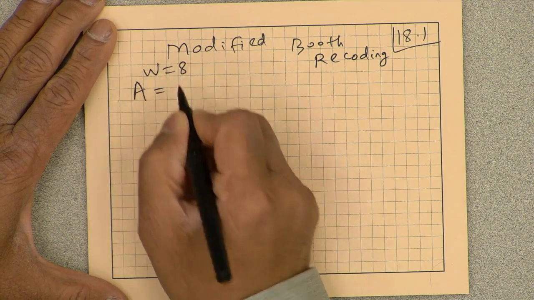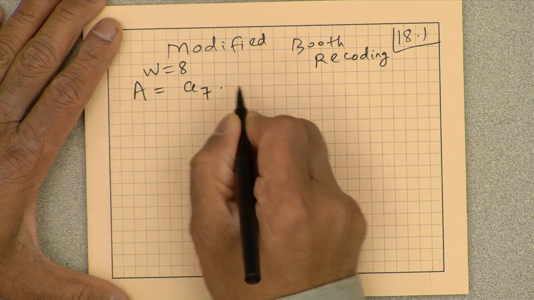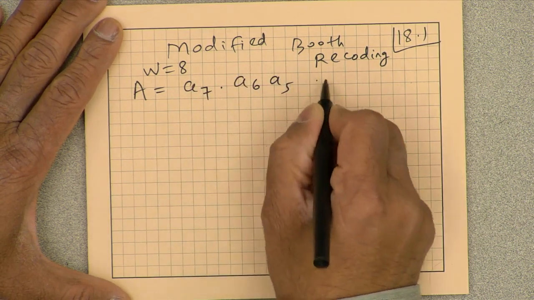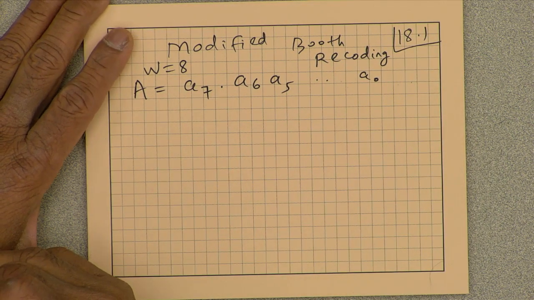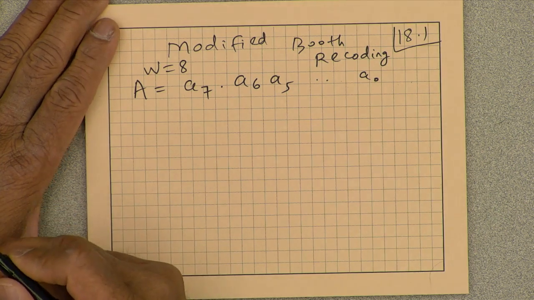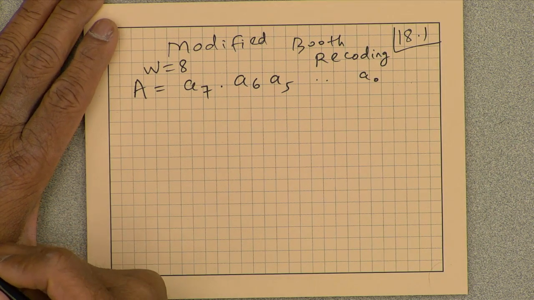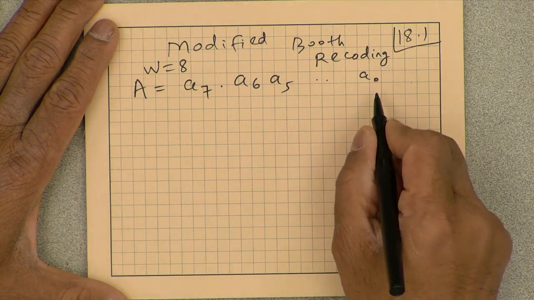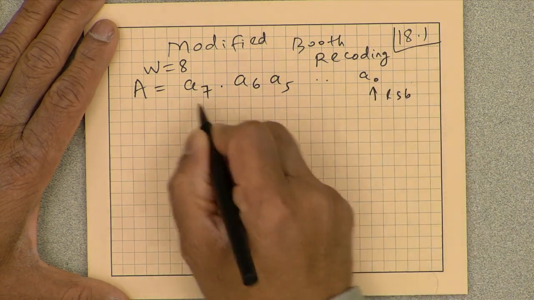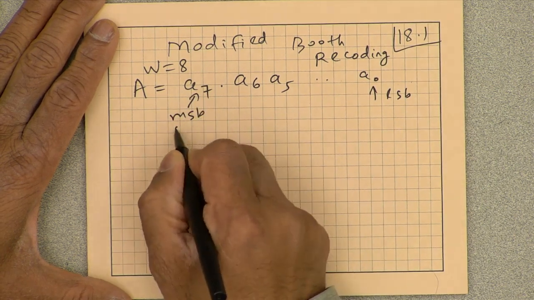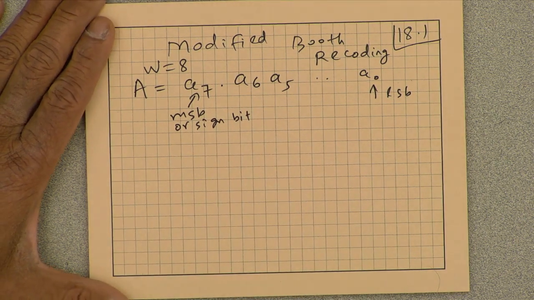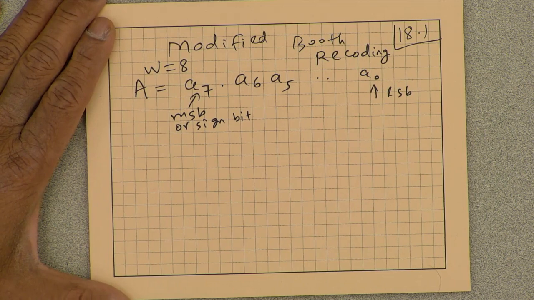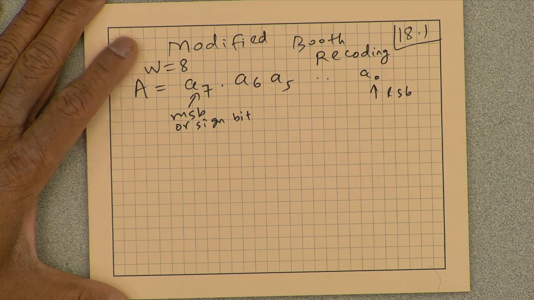So let's say word length is 8 bits, and let's have a number A, which is A7 point, A6, A5 through A0. So we have an 8-bit number represented by this. A7 is the sign bit or the MSB, and then the radix point, and then all these bits, where LSB is A0. This is the MSB or sign bit. If A7 is 1, that's a negative number. That's why the weight is -1.